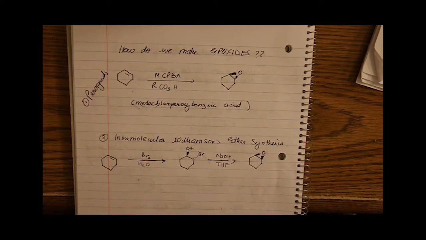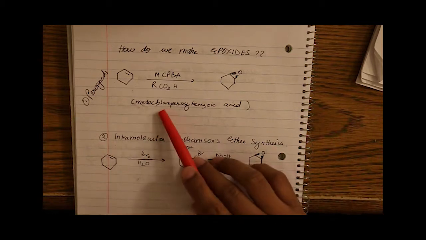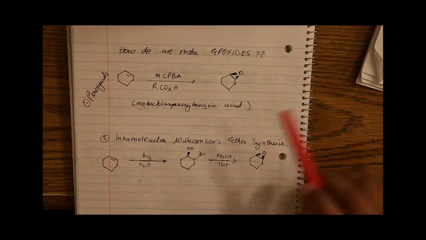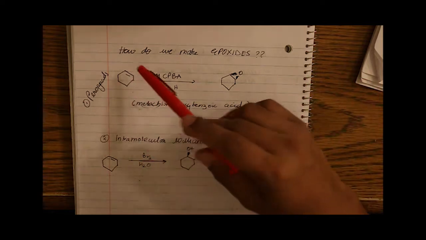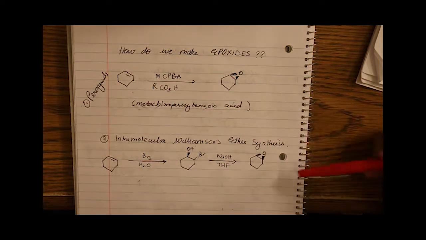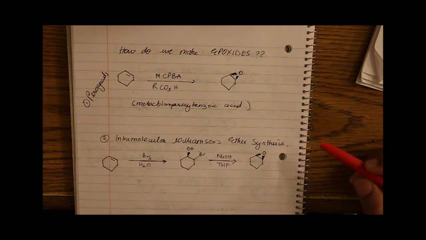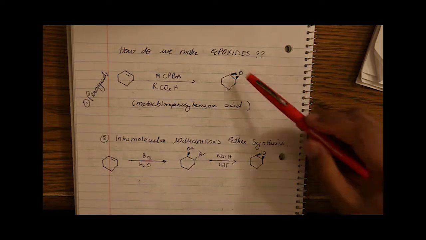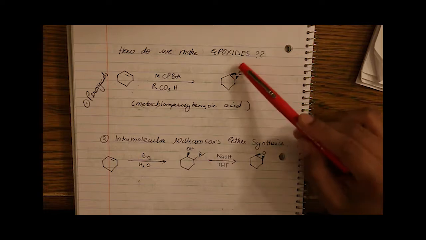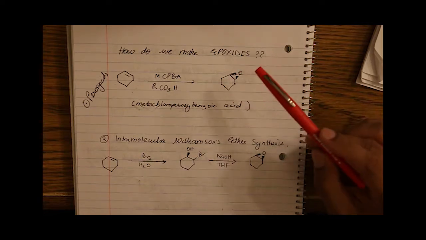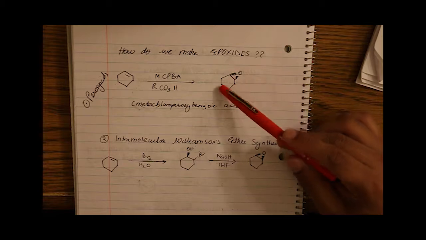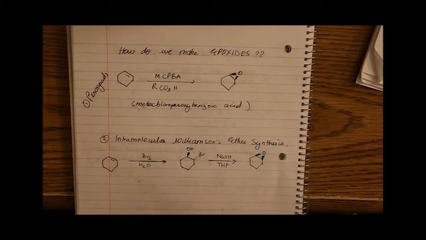Next question is, how do we make epoxides? So first way to do it is with peroxyacids. In this case we have MCPBA, which is short for metachloroperoxybenzoic acid. So cycloalkene plus metachloroperoxybenzoic acid, and we wind up with an epoxide. So with an epoxide we just have a ring. This is a kind of ether, but it is an unstable ether due to the steric strain. The ring wants to open up.